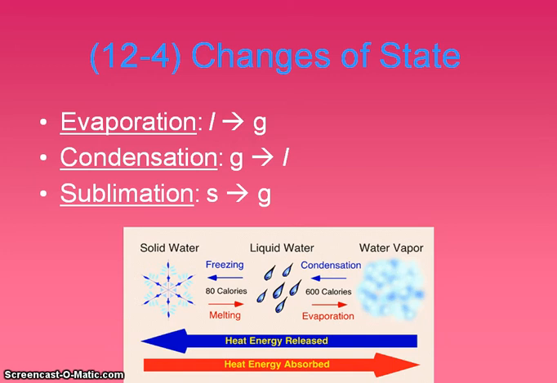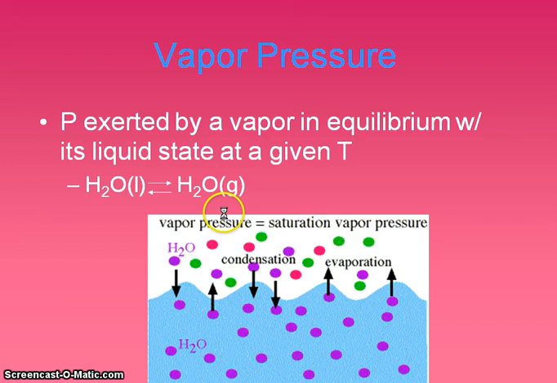And then sublimation is one people aren't necessarily as familiar with. That's when you go straight from a solid to a gas without going to the liquid state first. So things like mothballs or dry ice, those can go straight from the solid to the gas form. And it's called deposition, going in the reverse direction.